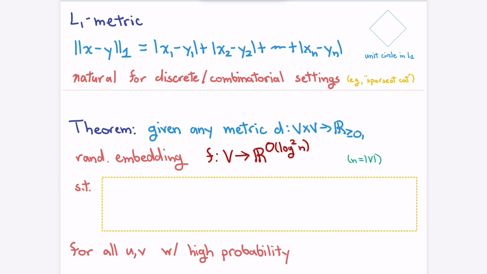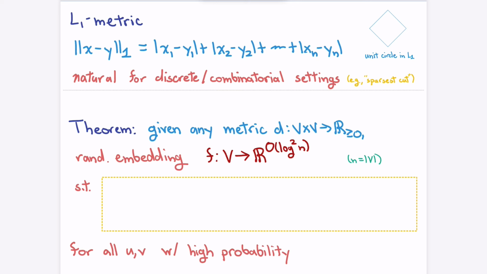So here's the theorem we're going to try to show. We're going to take as input any metric. V is like a set of vertices or a set of points. It'll be a set of vertices in next time's application. And let's say there's n of them. So we're going to try to assign every point or vertex or whatever a point with log squared n coordinates. It'll be a random function, so f is generated randomly, and then it's a fixed thing thereafter.